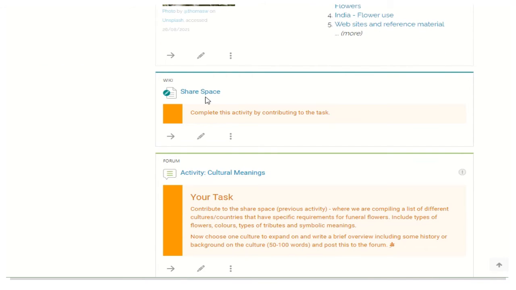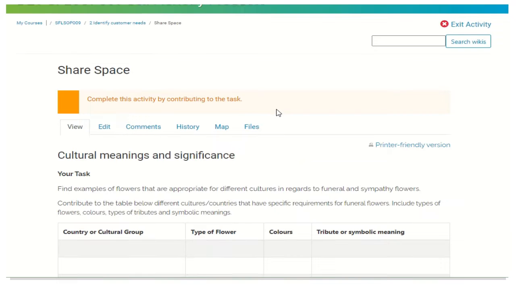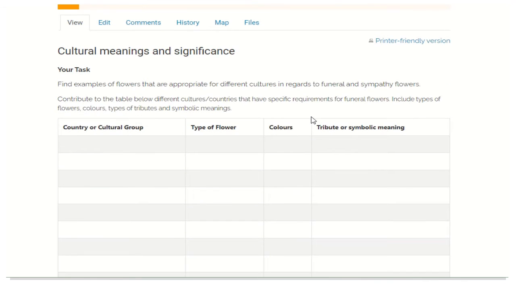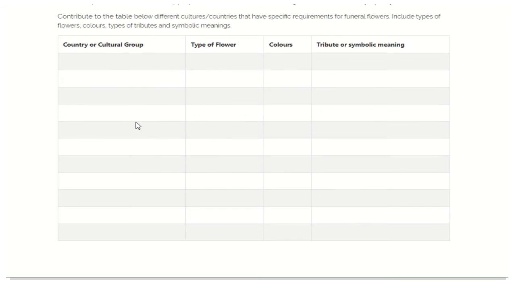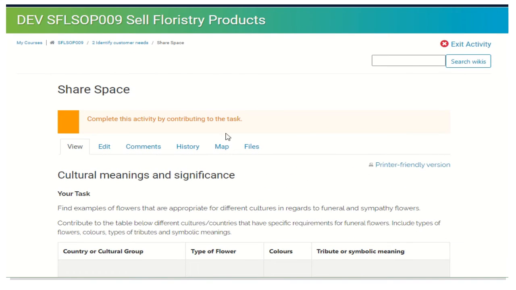I tried Wikispace, and so this is about students sharing and working together and contributing, and so the activity was about the cultural meaning of flowers, so the culture that it applies to, the type of flower, the colours, and the symbolic meaning. The students are all going to contribute to this together, and so they're going to build and complete this table by hopefully contributing one row each. So that's a wiki that was added to the course.